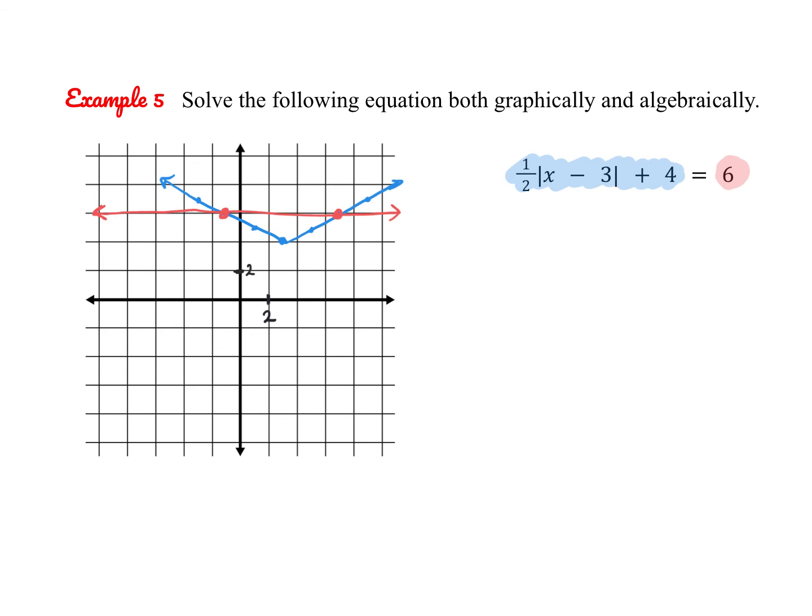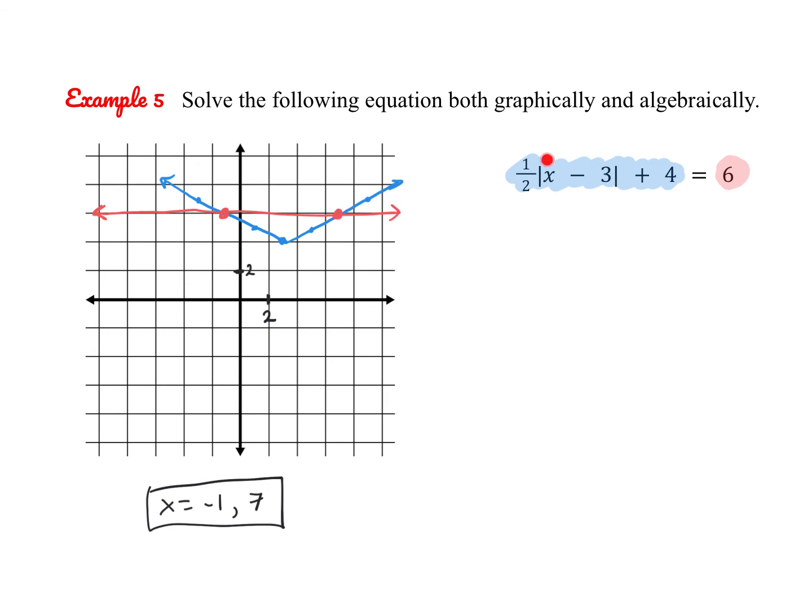So we're going to take the x values of those coordinates. So we would get x equals -1 and x equals 7. Again, we just take the x values of where our functions intersect. So now let's solve this algebraically, and let's see if we get the same solution.